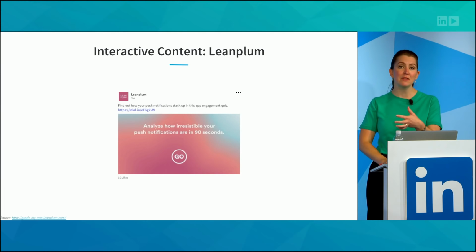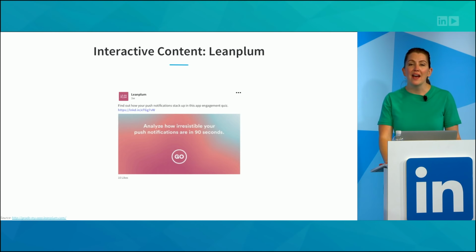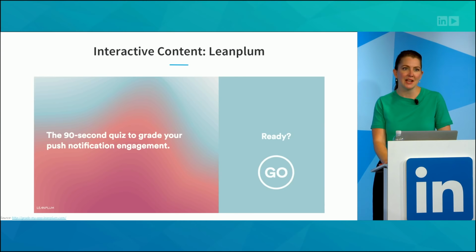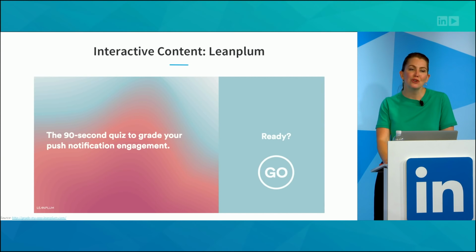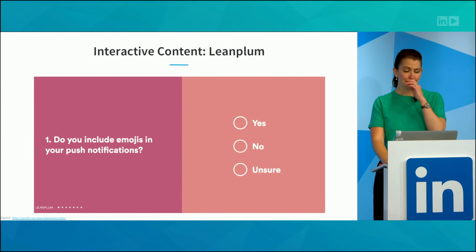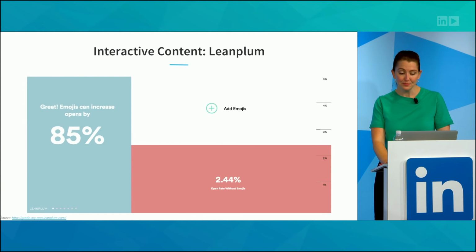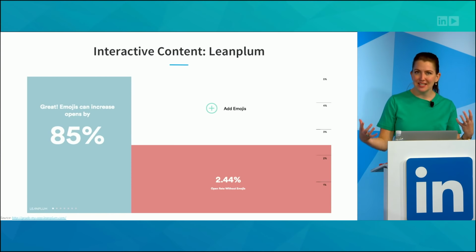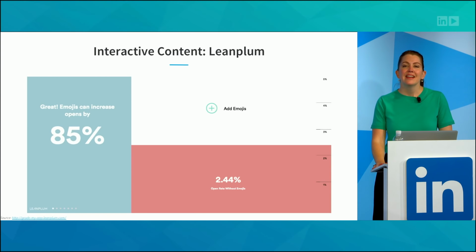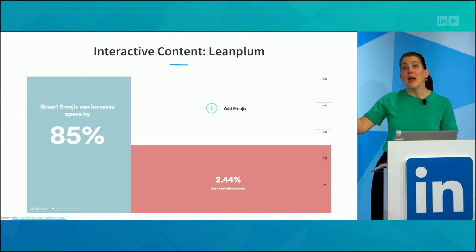So going back to the Lean Plum example, here we have this assessment, or this quiz, I should say. It's a quiz to understand where you're at with push notification engagement. You answer a series of questions. In this case, the first one is about emojis and whether or not you use that in your push notifications. And in this case, I answered, yes, I use emojis. And then here's the answer. So it gives you a little bit of information before moving on to the next question. So it doesn't just leave you hanging. You get a little bit of insight as you go along.